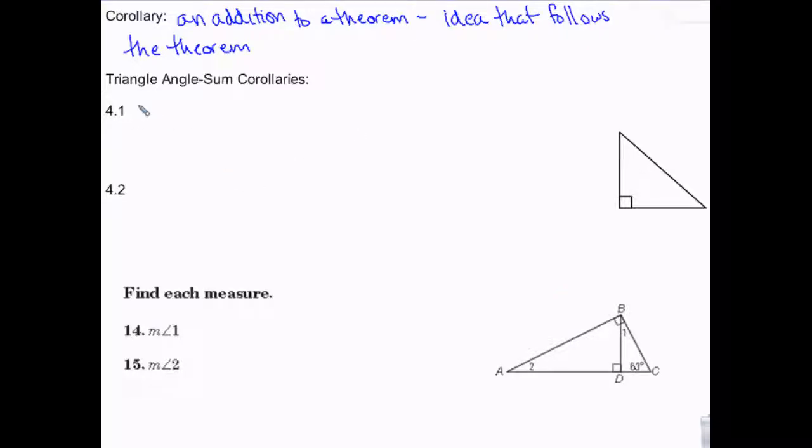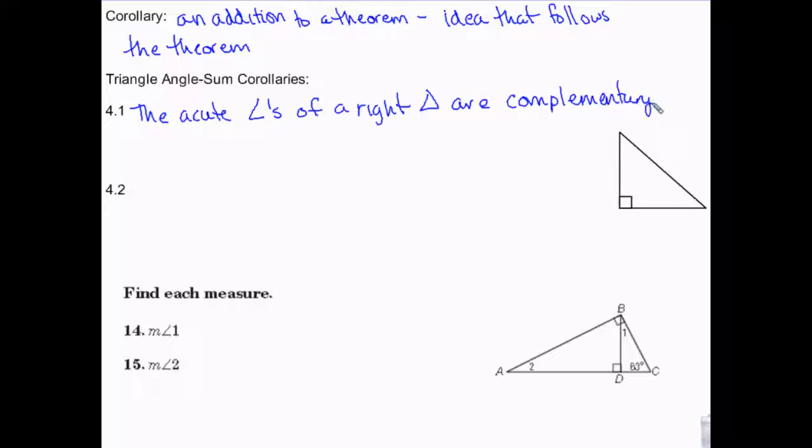First one is that the acute angles of a right triangle are complementary. This means they equal 90 degrees when you add them up. And that makes sense. If an entire triangle is 180 and you make a right triangle, 90 degrees is one angle. The other two have to add up to 90 degrees. See, that makes sense from what we know about triangles.